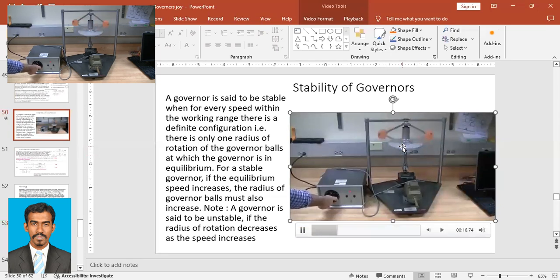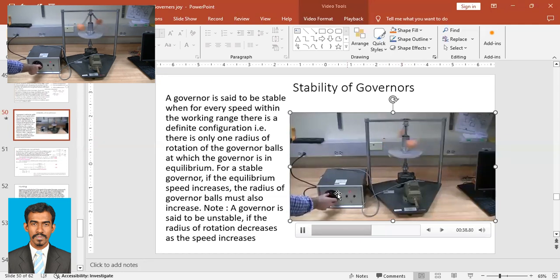At a particular speed, if you consider just a particular speed, under such circumstances we don't need a force. Assume this speed is the equilibrium speed, at which it is rotating. So there is no need of up movement or down movement, and no need of any force to lift it up or bring it down.